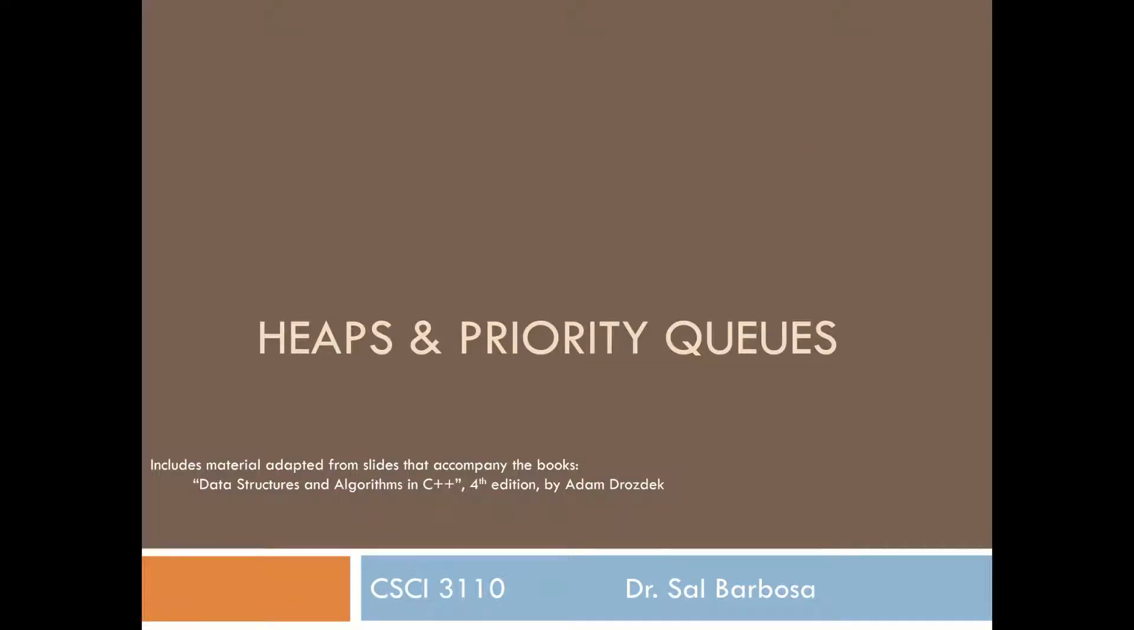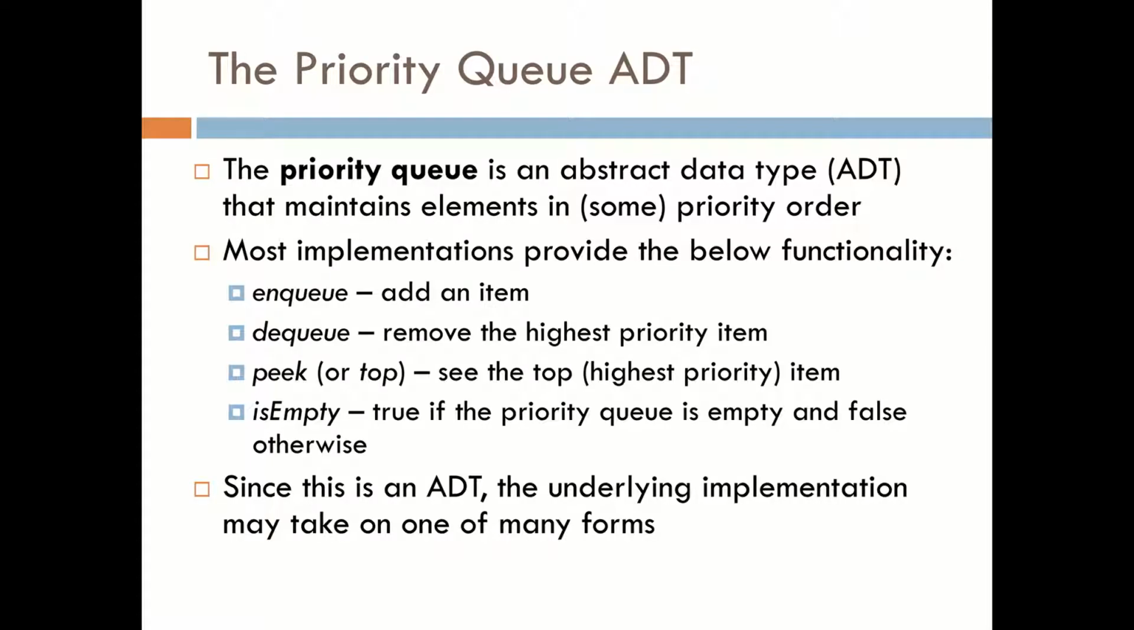Let's now take a look at heaps and priority queues. These are two terms that are often used interchangeably, and we'll see why that is, but it's important to understand the difference between what these two things are. So let's begin by looking at a priority queue.